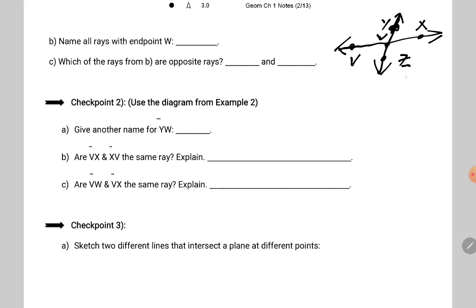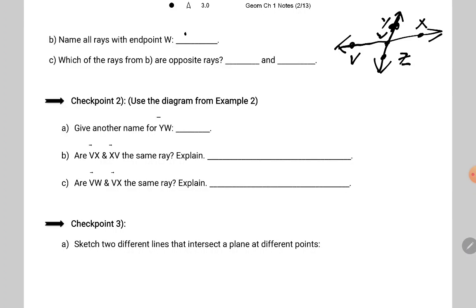So name all rays with endpoint W. So rays, remember, they say endpoint, but I like to think of it as a start point. So we start at W, and we can go in the direction of X, we can go in the direction of Y, direction of Z, or the direction of V. Okay.